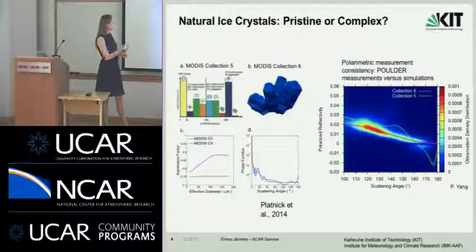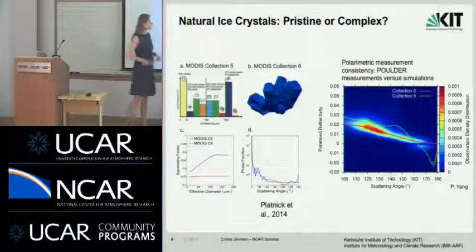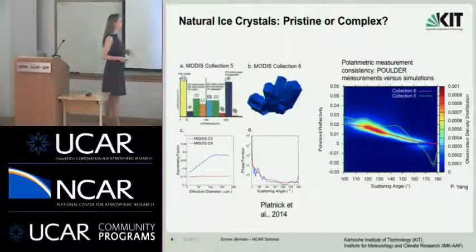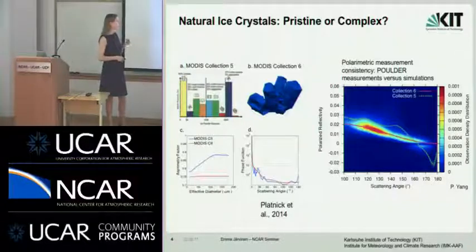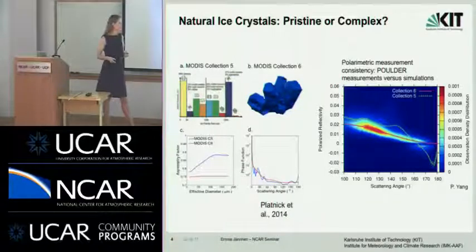By using the MODIS collection 5, which is just a collection of pristine ice crystals, we really don't capture the atmospheric measurements. We have a lot of features in the polarized reflectivity, and they are not represented by the model. That was also the motivation to develop the MODIS collection 6, where we have only roughened ice crystals, and they have given up these different shapes and are only using one ice crystal shape. And now with this model, we are really representing the atmospheric measurements.